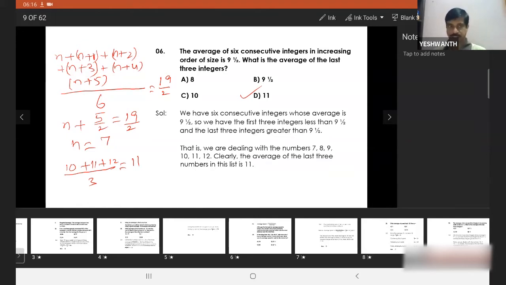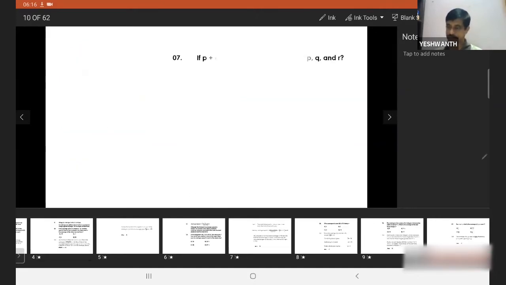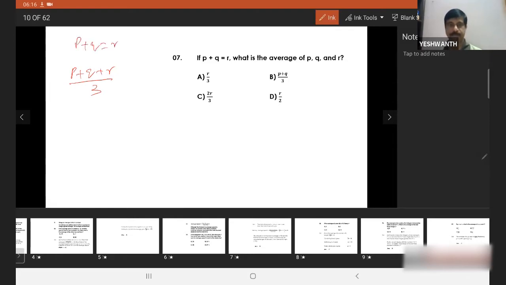Yeah, let's go to the next question. Now look at this. If P plus Q equals R, what is the average of P, Q, and R? So simple, very simple. P plus Q plus R by 3 is its average. But what is P plus Q? It is given as R. So this is R plus R by 3.